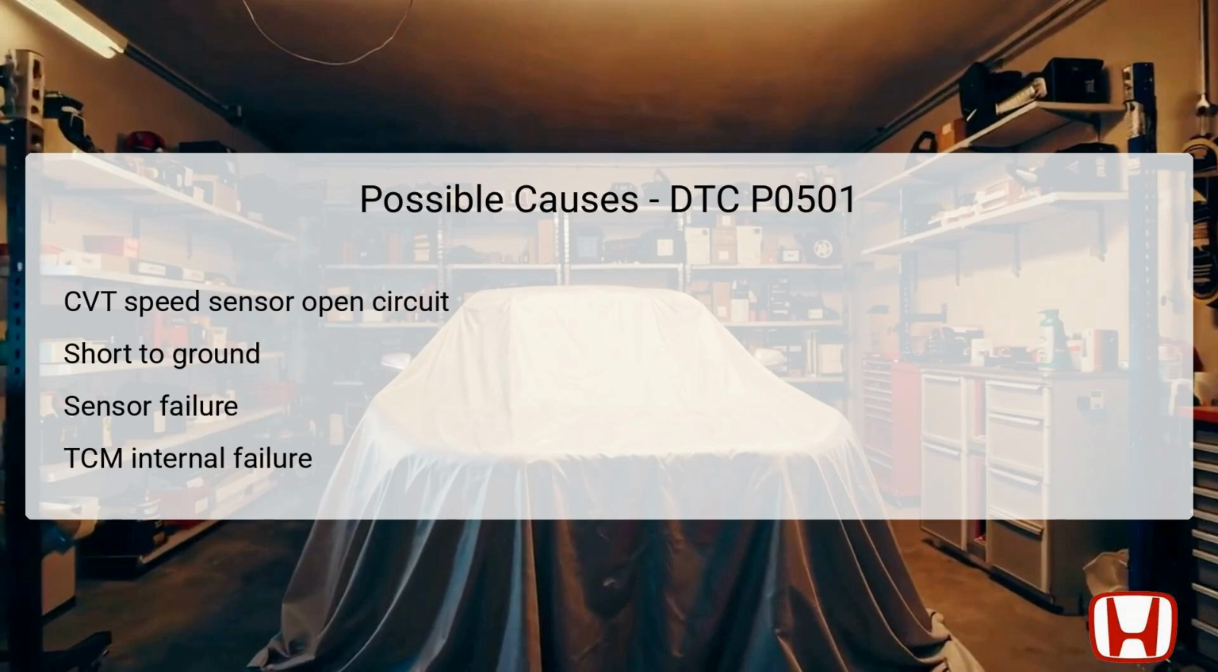Secondly, a short to ground in the sensor line can lead to incorrect readings or a complete failure of the circuit. Another possible cause is the sensor itself failing due to wear or manufacturing defects, which directly impacts its ability to measure rotational speed. Finally, an internal circuit failure within the TCM can also lead to miscommunication between the TCM and the CVT speed sensor, triggering the DTC. Diagnosing the exact cause requires careful examination and testing of these components.